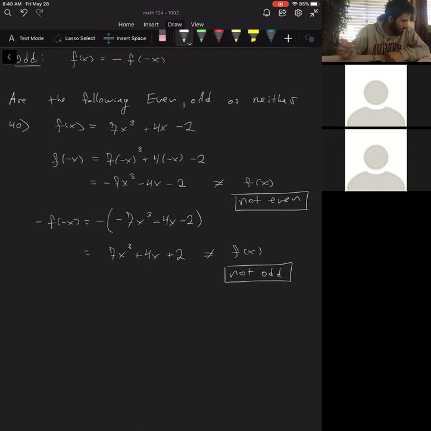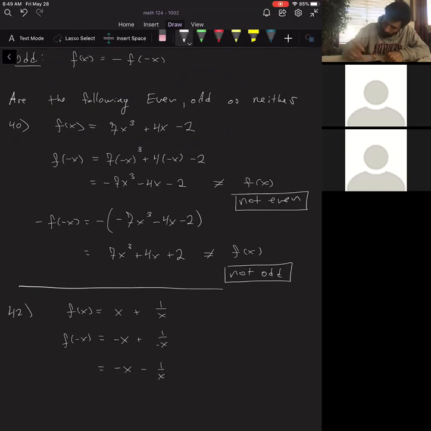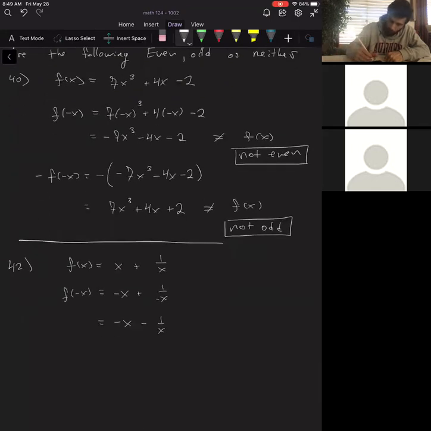Okay, how about 42? So we have f of x equal to x plus 1 over x. Here's f of x. Let's find what is f of minus x. This is going to equal minus x plus 1 over minus x, which equals minus x minus 1 over x. We could factor out a minus sign here, so this is going to be minus, x plus 1 over x. However, this is not the same thing as f of x, so it's not going to be even.